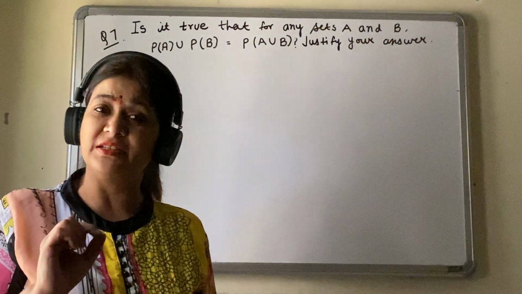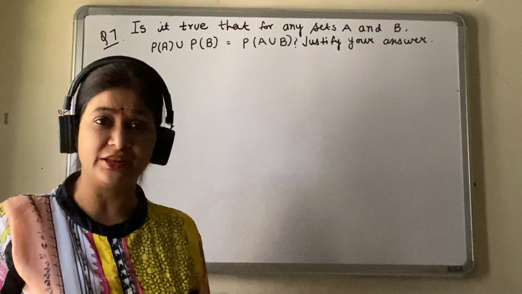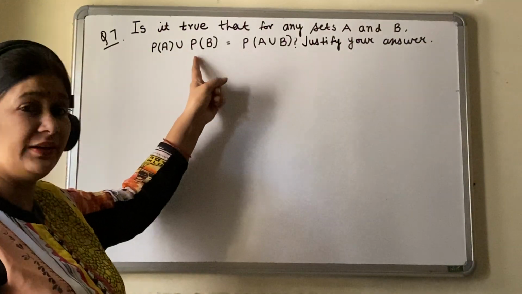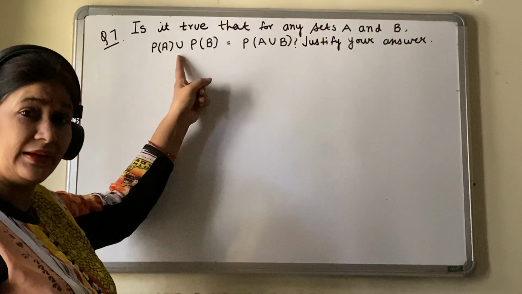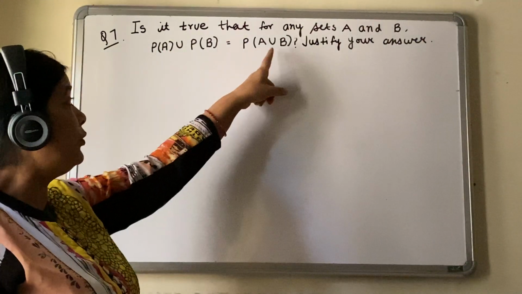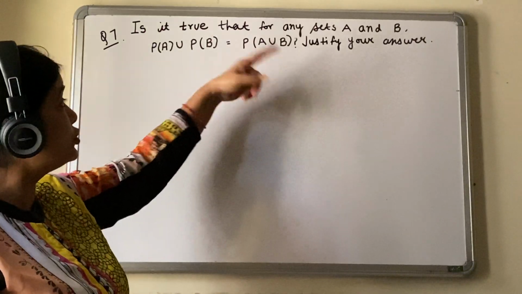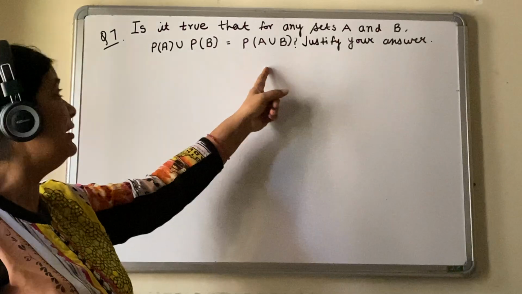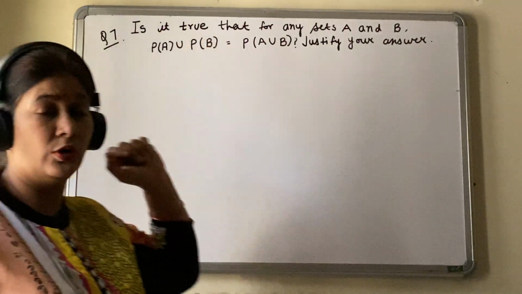इसमें क्या करना है आपको, दो सेट्स लेने हैं ए और बी. आप अपनी मर्जी से जो भी सेट्स चाहे मान सकते हैं. फिर आपको ए का पावर सेट निकालना है, बी का पावर सेट निकालना है, उसके यूनियन में कितने एलिमेंट्स आ रहे हैं ये चेक करना है. फिर आपको ए यूनियन बी फाइंड करना है, फिर उसका पावर सेट निकालना है. और अगर दोनों में एलिमेंट्स इक्वल आते हैं दैट इट इज ट्रू, अदरवाइज इट इज नॉट ट्रू.